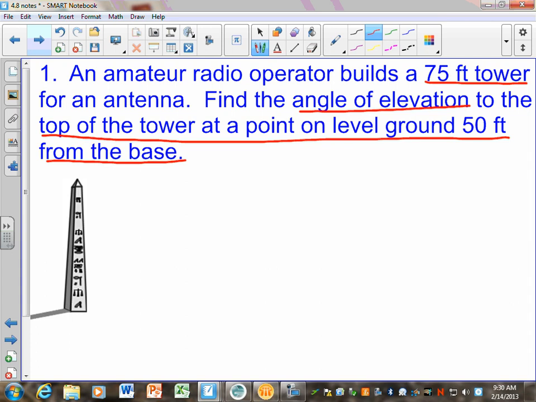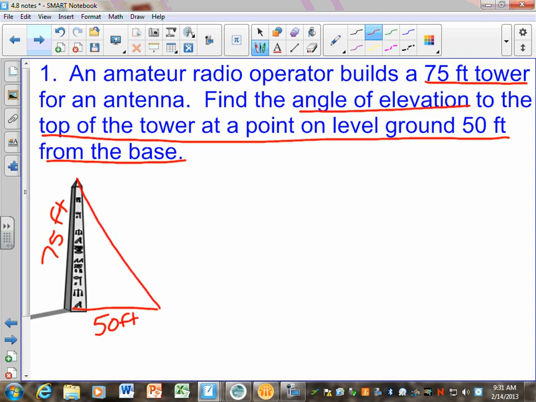So I would draw some sort of little tower or triangle or whatever you want to say. The tower is 75 feet, right? So do you agree that I could say that my lovely tower here, this is 75 feet? I want to find the angle of elevation to the top of the tower from a point on level ground 50 feet from the base. So 50 feet from the base, am I measuring from down here, or am I measuring from here? From the base, right? It says from the base. So from the bottom, I'm going to measure over, and it doesn't really have to be to scale, but I can say this is 50 feet.